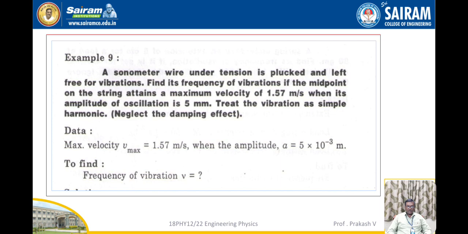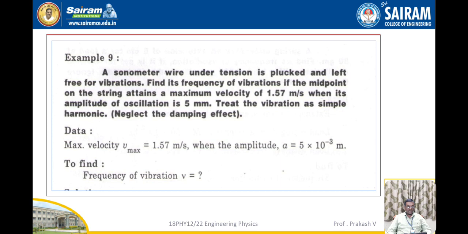A sonometer wire under tension is plucked and left free for vibrations. Find its frequency of vibrations if the midpoint on the spring attains a maximum velocity of 1.57 meter per second when its amplitude of oscillation is 5 mm. Treat the vibration as simple harmonic. So here neglect the damping effects.